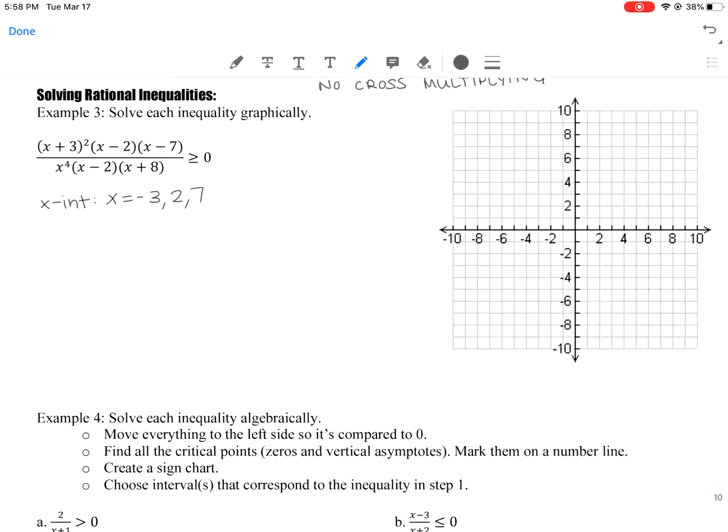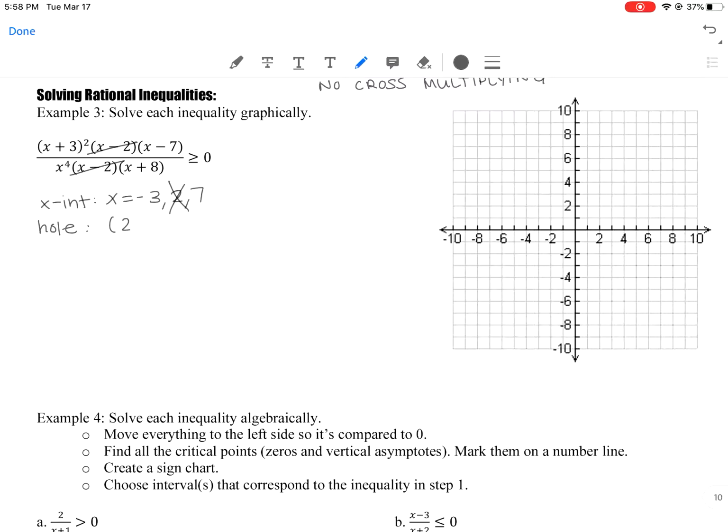If we think about it, I missed something. What did I miss to begin with? Notice there's something there on the top and the bottom. So that actually means that 2 is not an x-intercept, but rather it is a hole. There's a hole at 2.